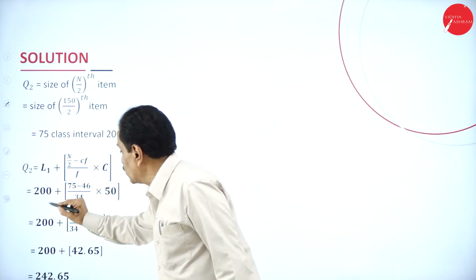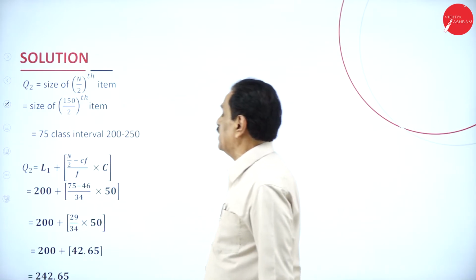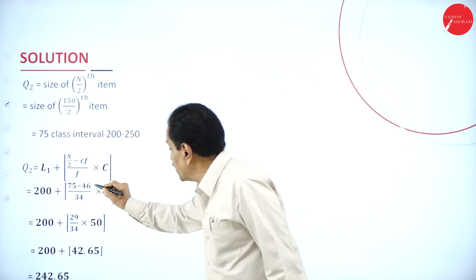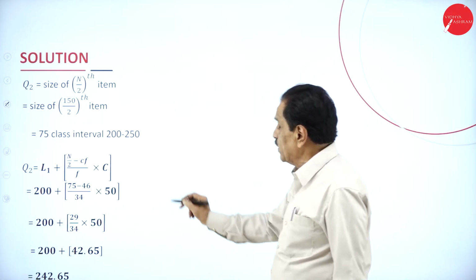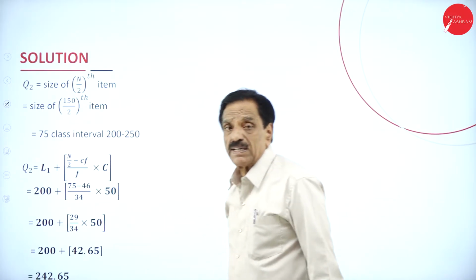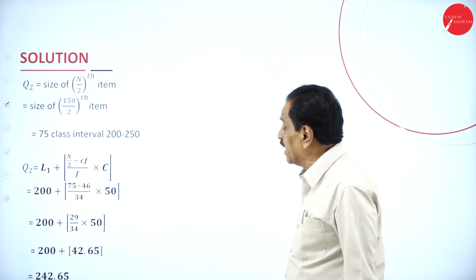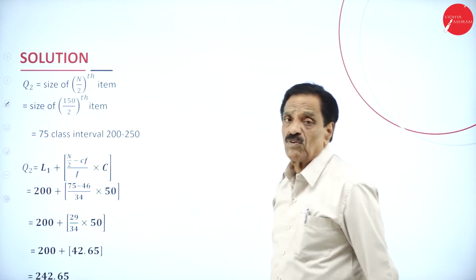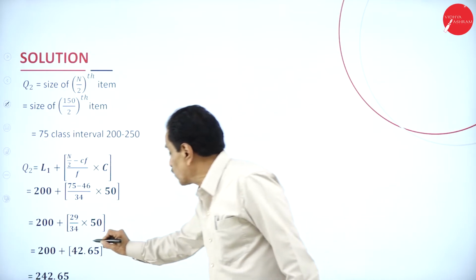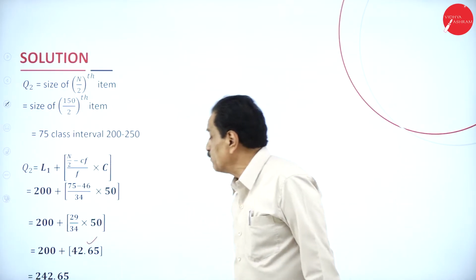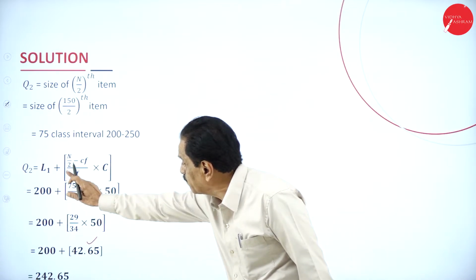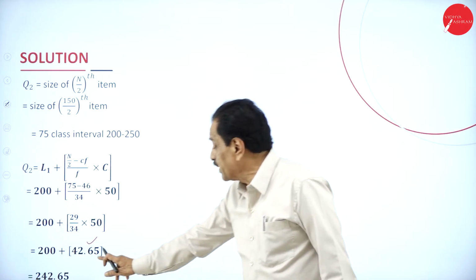Q2: L1 is 200, n by 2 is 75, behind CF is 46, divided by frequency 34 into 50. 75 minus 46 is 29, divided by 34 into 50, it comes to 42.65. If we add the figure, it becomes 242.65, which is the Q2. Q2 becomes how much now?